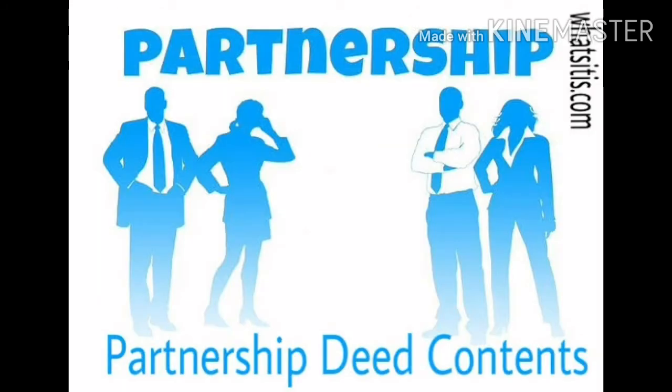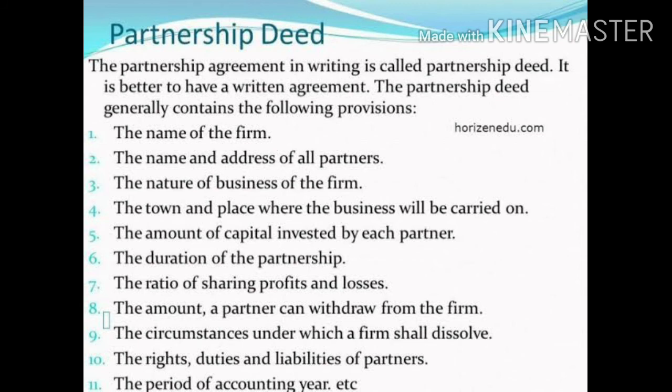Now let us see what are the contents of this partnership deed. The contents are as follows. First, number 1 comes the name and address of the firm. Second, the name and address of the partners. The type and the nature of the business firm and the purpose to do the business comes in the third. The amount of capital contribution comes in fourth.